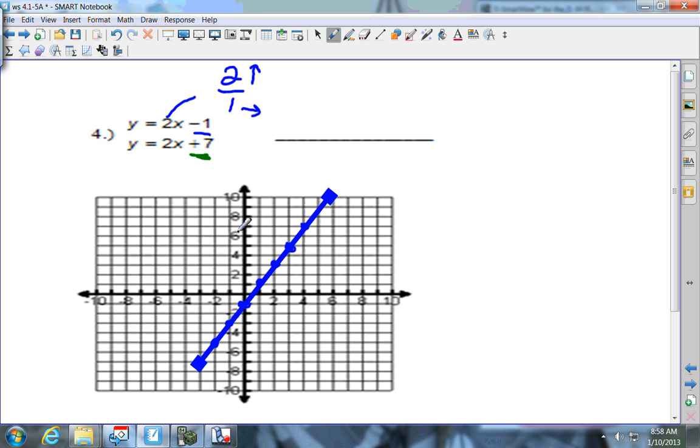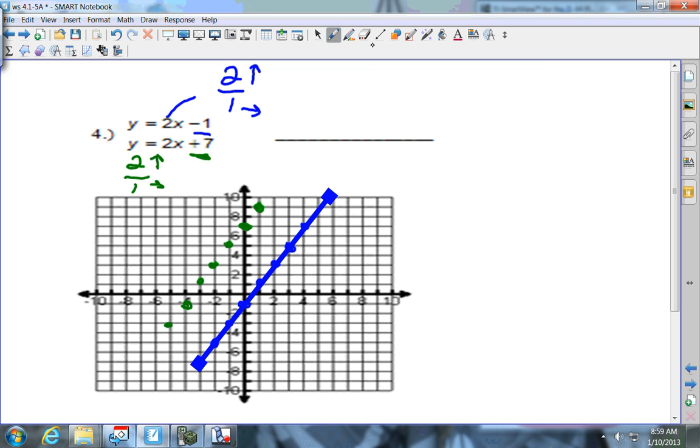I'm going to go up here to 7, put a dot. The slope again is 2 over 1. That means up 2 to the right 1. Up 2 to the right 1. Okay, I'm out of room, so I've got to go backwards. Down 2 to the left 1. Down 2 to the left 1.